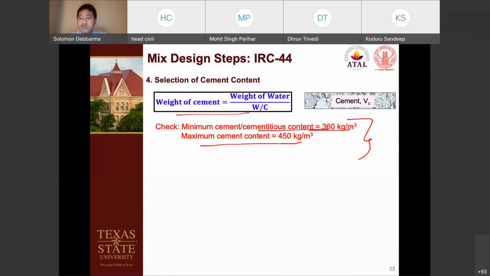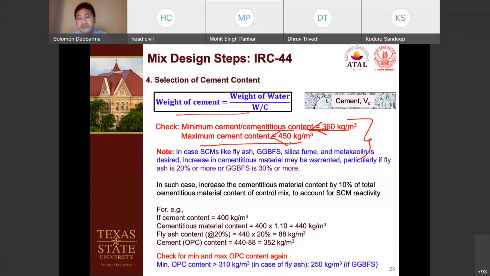The minimum cement content should not be lesser than 360 kg per meter cube, and the maximum cement content should not be more than 450 kg per meter cube, right? But if we want to use ACMs like fly ash, GGBS, or silica fume, in such a case we need to increase the cementitious material content by 10% to account for the ACM reactivity. Let's say my cement content is 400 kg per meter cube, so we increase the cementitious material content by 10%, which gives us 440 kg per meter cube.